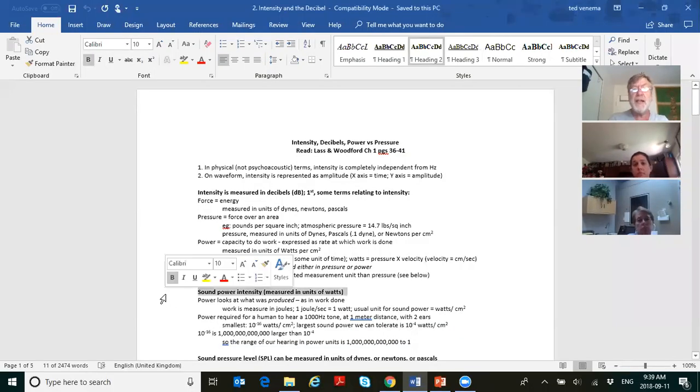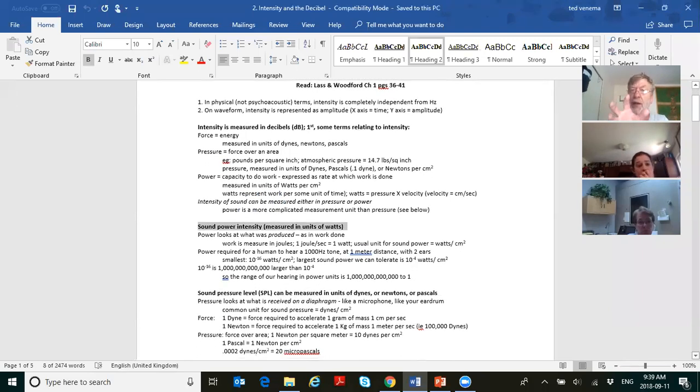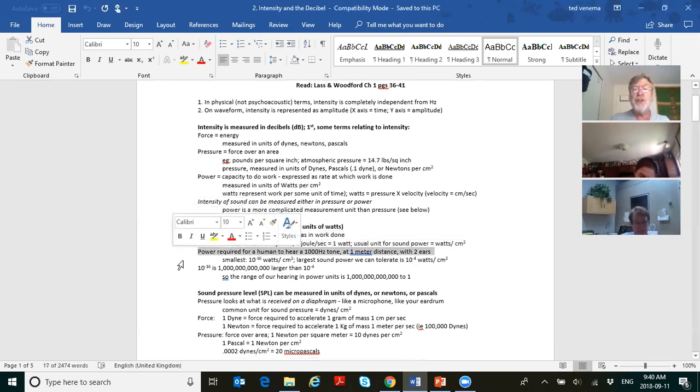Sound power, let's get it out of the way. Let's dispense with power, but let's look at it quickly and then we'll put it in the rear view mirror. Power looks at what's produced in terms of what work was done. And work is measured in joules, and 1 joule per second equals 1 watt, usually 1 unit for sound. Don't worry about it, leave it alone. Here's what you got to look at, and then we'll look at it in terms of pressure too. Read what's grayed out there. Have a look at it.